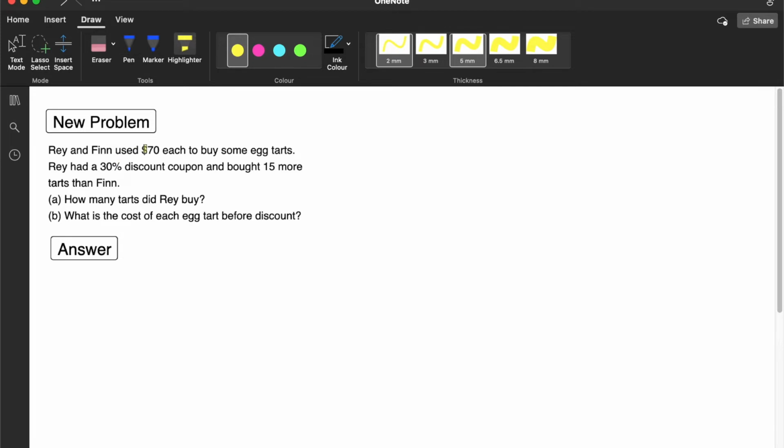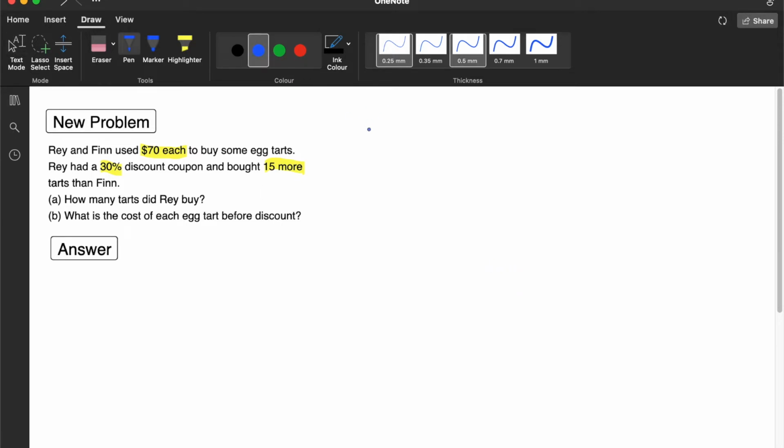Ray and Finn use $70 each. That means they use the same amount of money to buy some egg tarts. Ray had a 30% discount and bought 15 more egg tarts than Finn. A, how many tarts did Ray buy? And second, what is the cost of each egg tart before discount? Right, so this is how I'm going to answer the question.